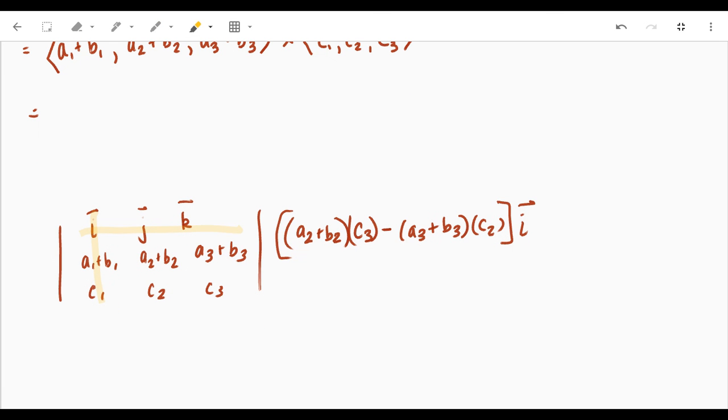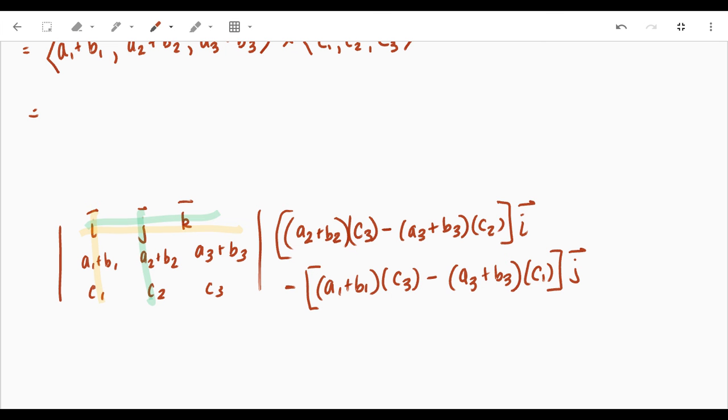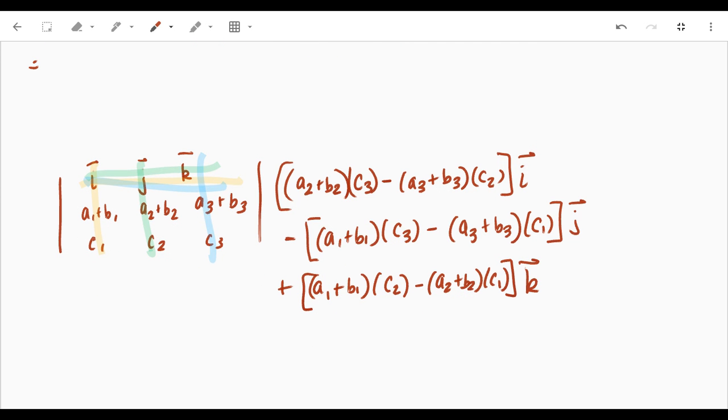And then for J, we would have minus A1 plus B1 times C3 minus A3 plus B3 times C1, J. And then we would have plus A1 plus B1 times C2 minus A2 plus B2 times C1, and that would be K.